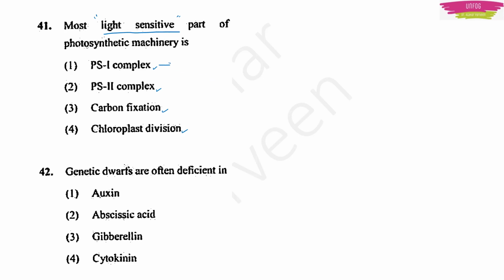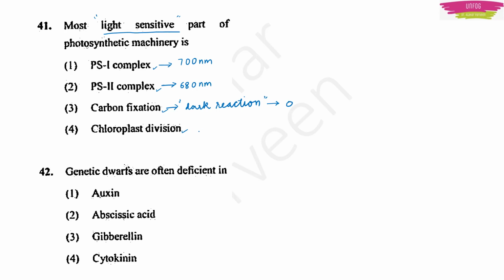The first, PS1 complex, gets activated in the presence of 700 nanometers wavelength of light. And the PS2 complex gets activated in the presence of 680 nanometers wavelength of light. Carbon fixation, if you remember, is a very important step in the Calvin cycle. It is also known as the light independent process or the dark reaction. From this name itself you can conclude that carbon fixation does not require light for its working. So let's consider it as 0.